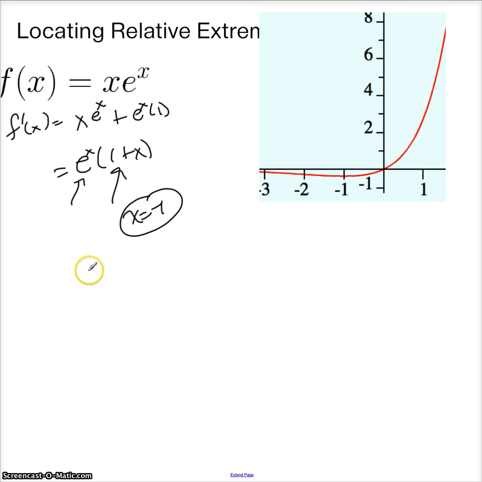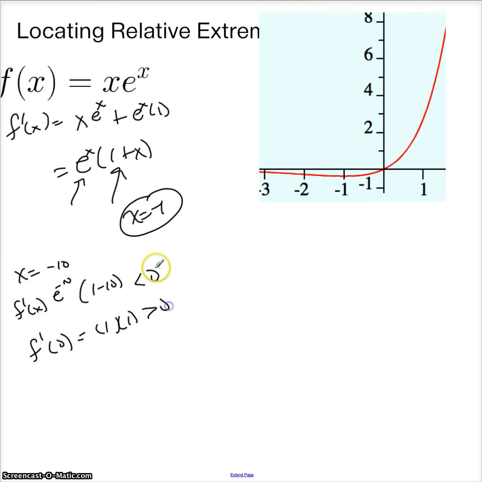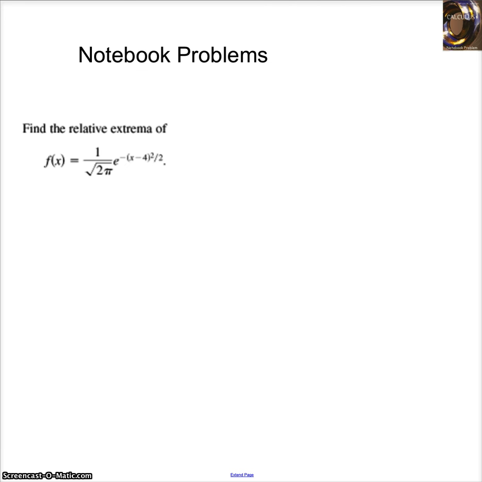Now, by the first derivative test, I can see that this corresponds to a relative minimum, even without my diagram here. Because if I put in x equals negative 10, then e to the negative 10 is positive, and 1 minus 10 is negative. And then, of course, if I put in 0, f prime evaluated at 0 is 1 times 1, which is positive. So I know this is a minimum. Give this one a go. Stop the tape. Restart it when you're done.